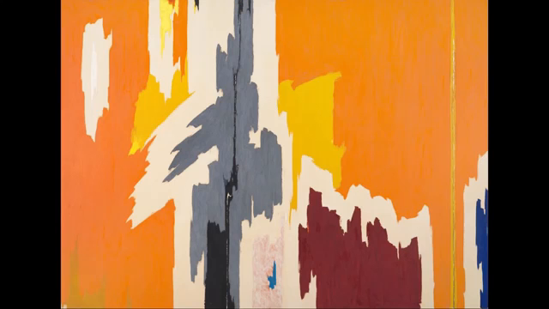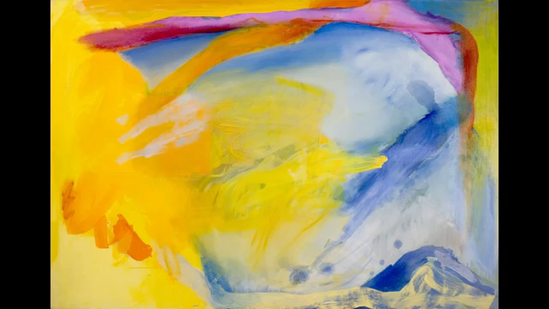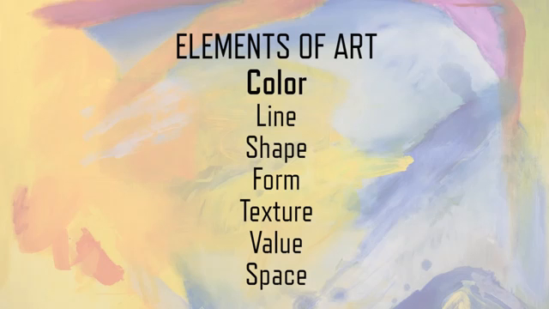The bold, bright colors they used weren't meant to represent anything else. For them and the many artists they inspired, color is a beautiful and worthy subject all its own. Color is one of the 7 elements of art, along with line, shape, form, texture, value, and space.